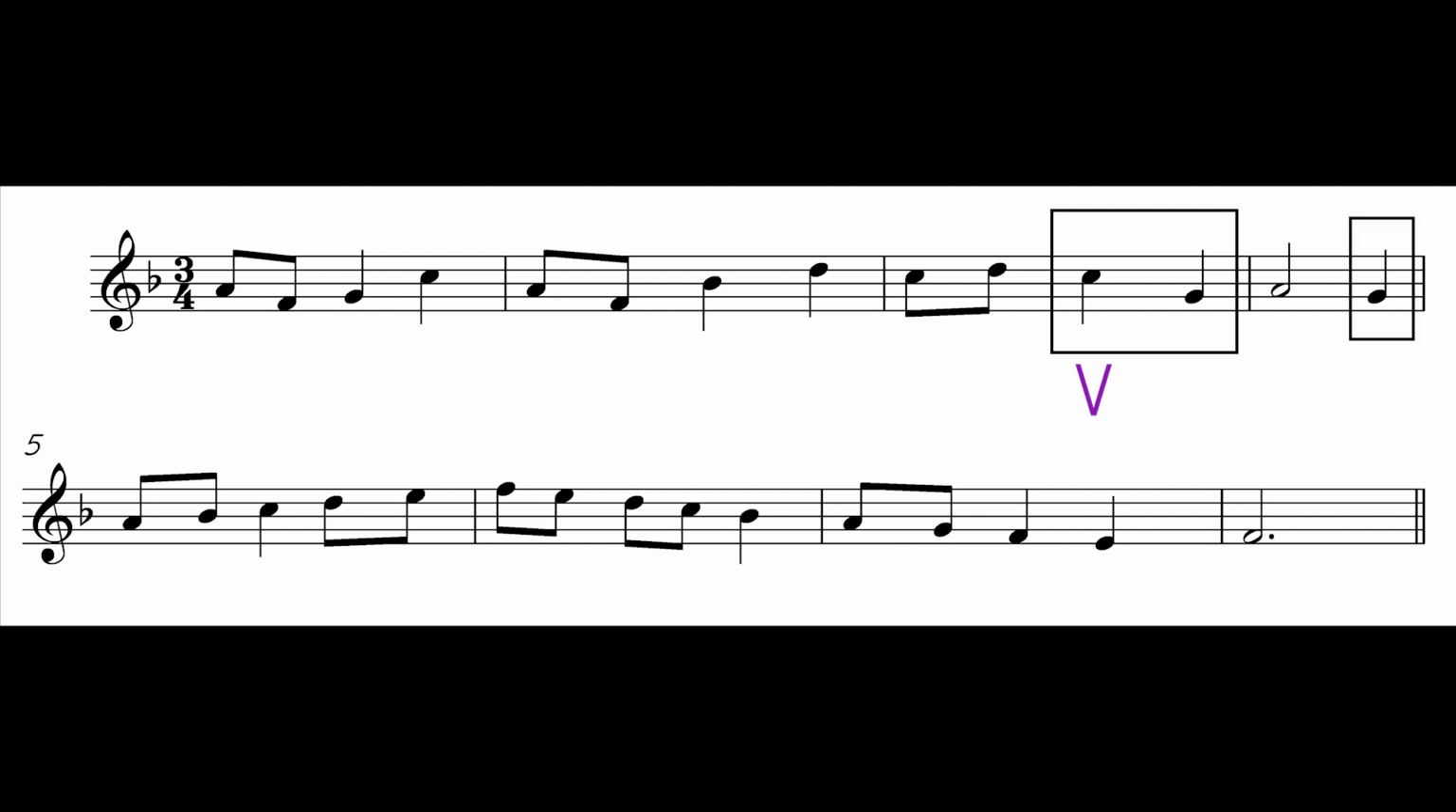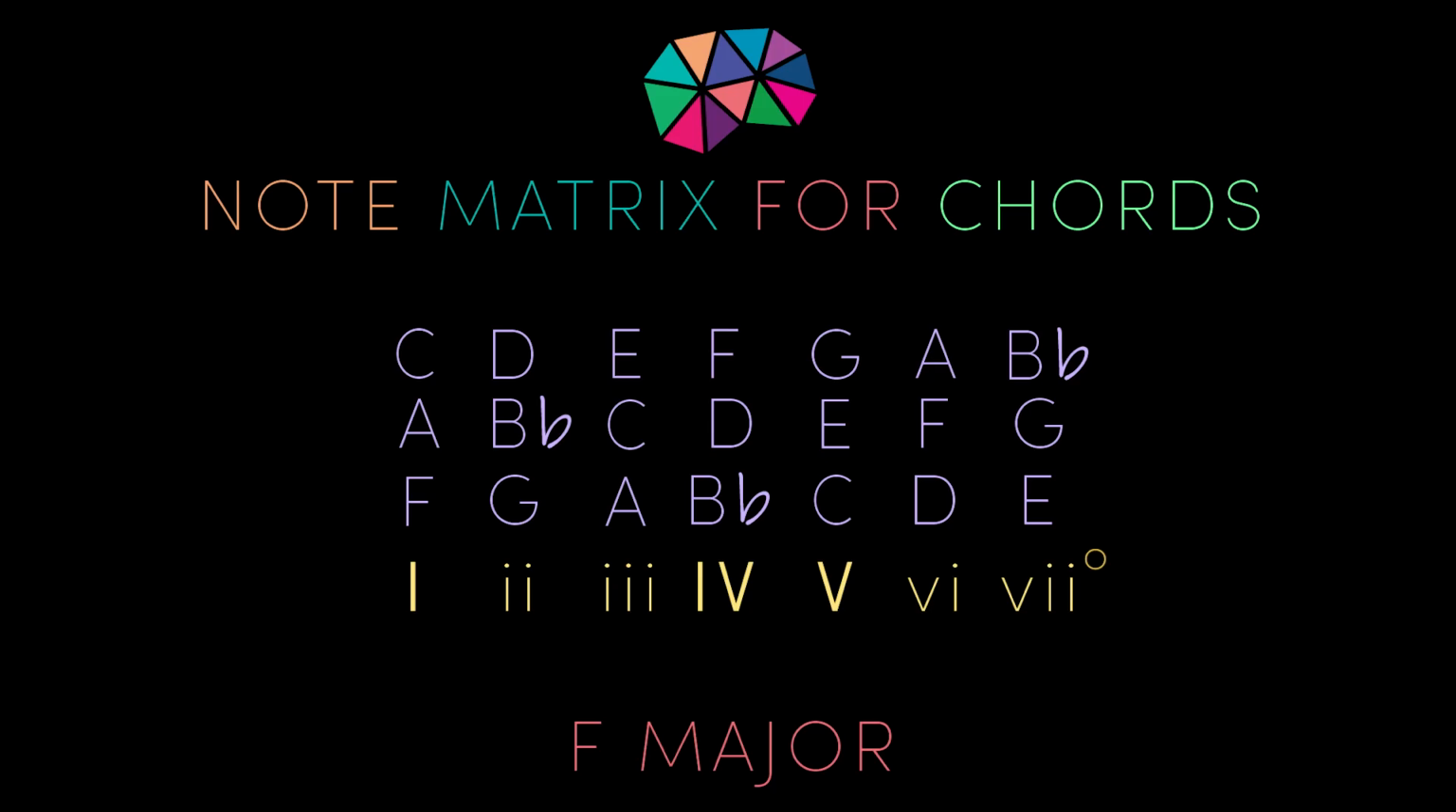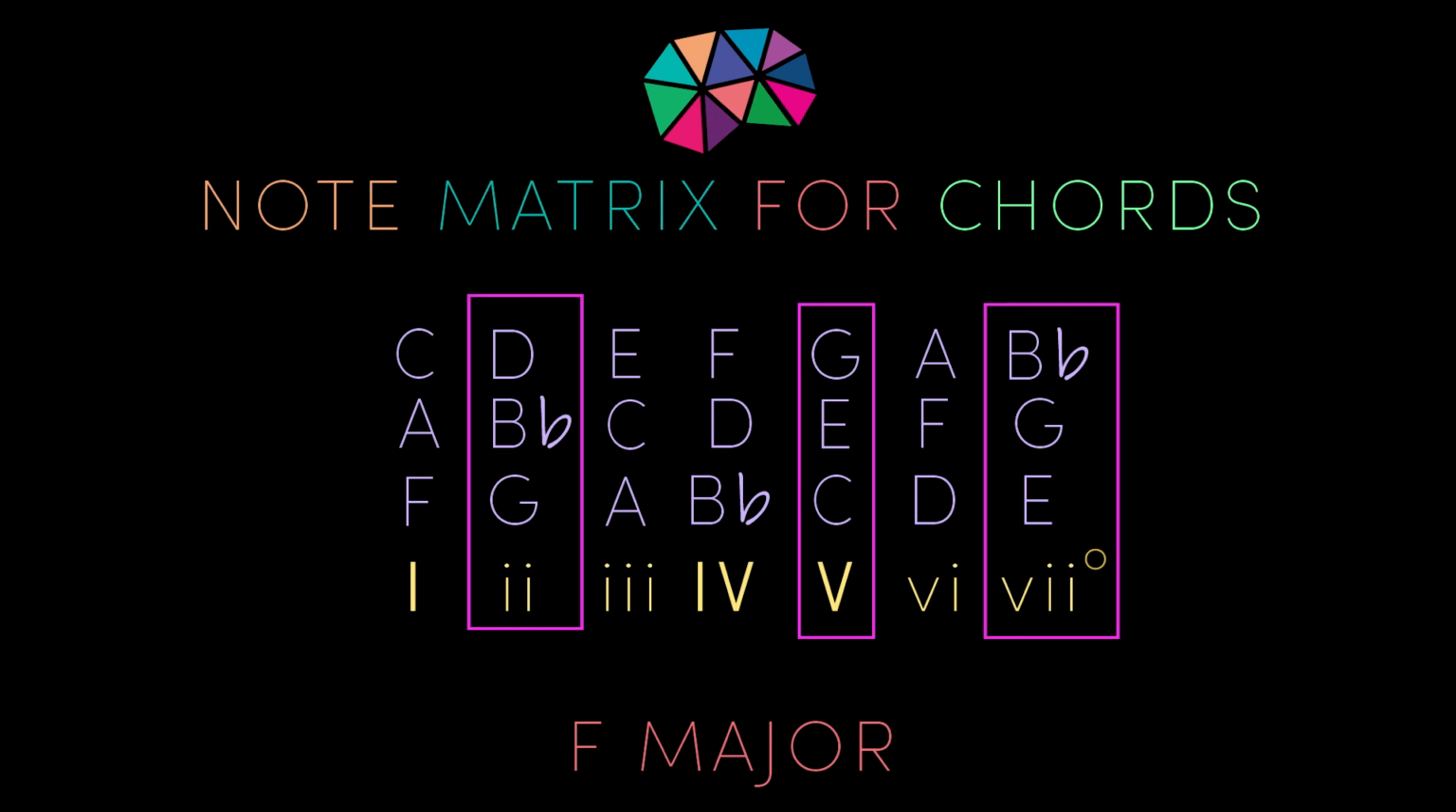In the next example, we've just got a single note, and that gives us slightly more options because every note occurs in 3 chords. And the note that we have here is a G. So we're going to have a look back at our list of all the notes in the chords in the key of F major and have a look at which chords have a G in them. And there we can see we've got a G in chord 2, in chord 5, and in chord 7.